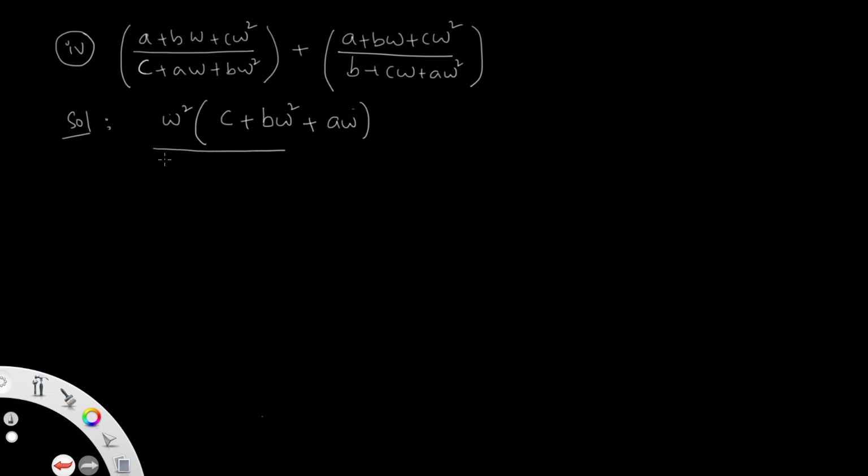Divided by c plus a omega plus b omega square. See whether it is right or wrong. C into omega square, c omega square, okay. B omega square into omega square, nothing but b omega power 4, and omega power 4 we can write as omega, so that is b omega. And a omega cube, omega cube is 1, so that is a correctly. So this is the first term.